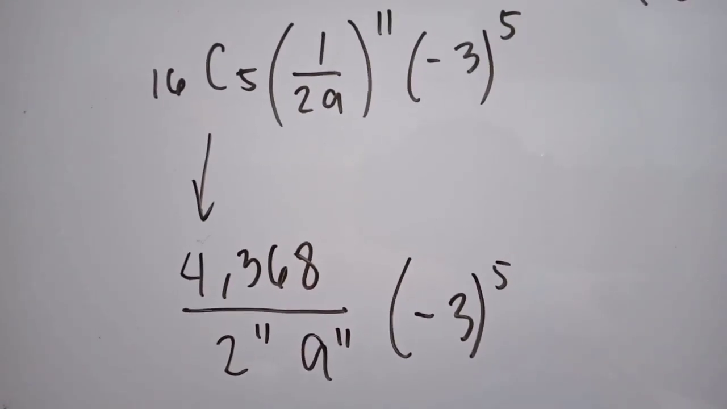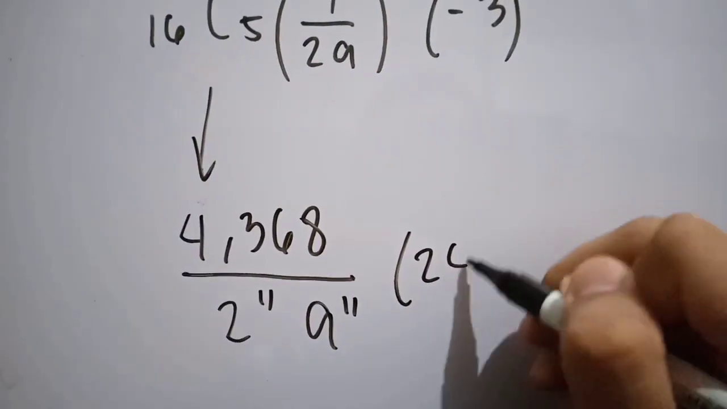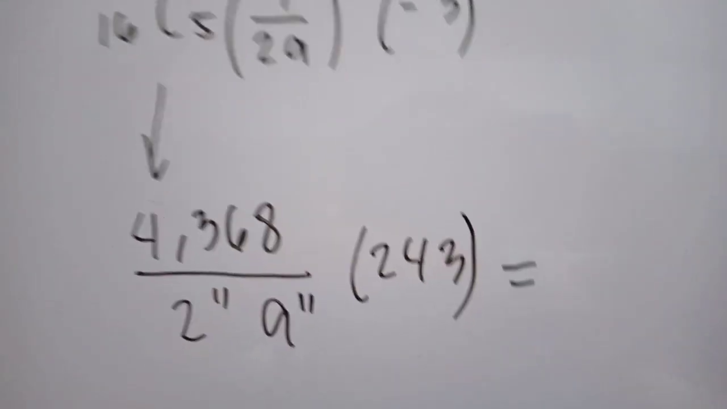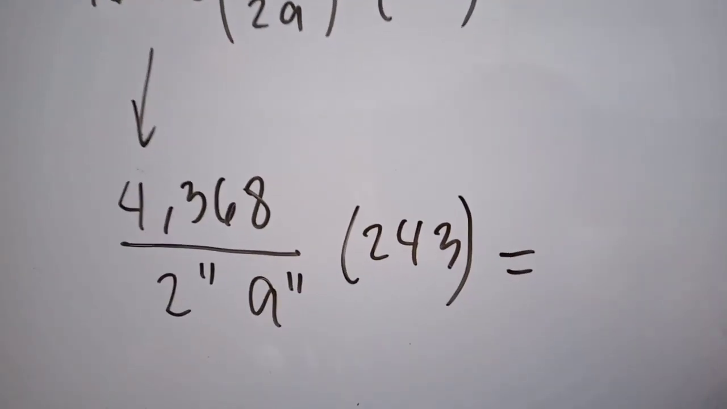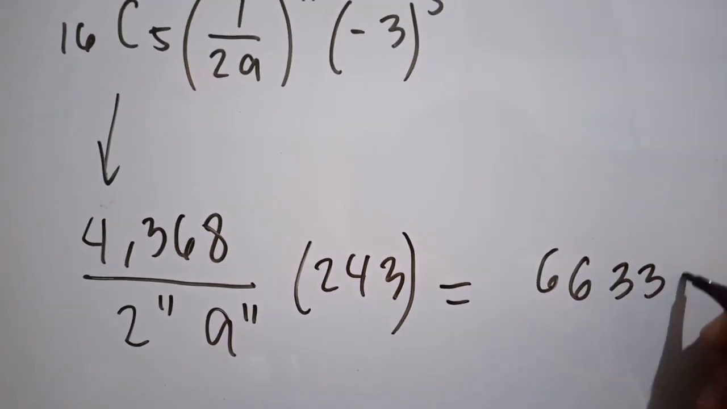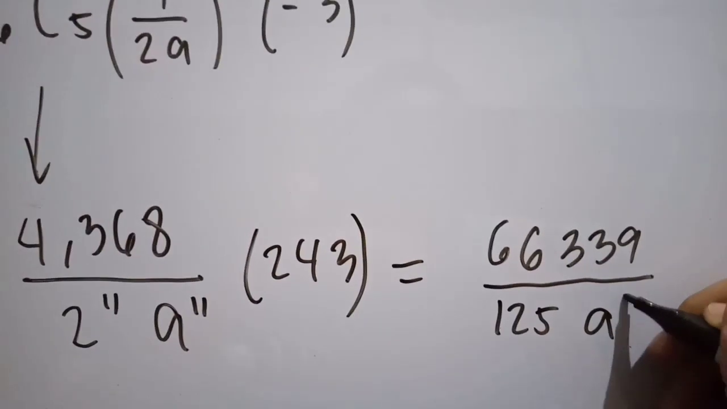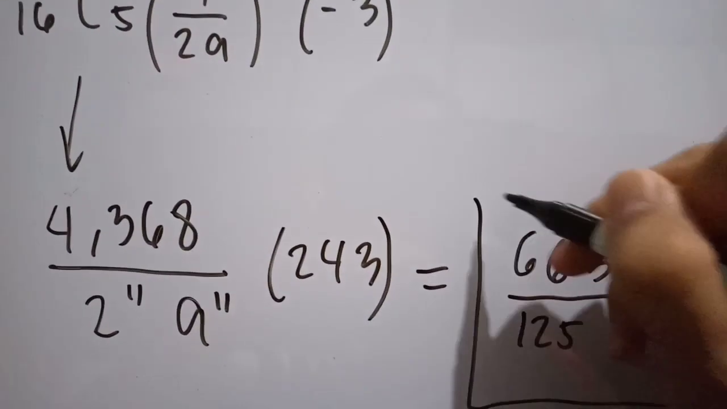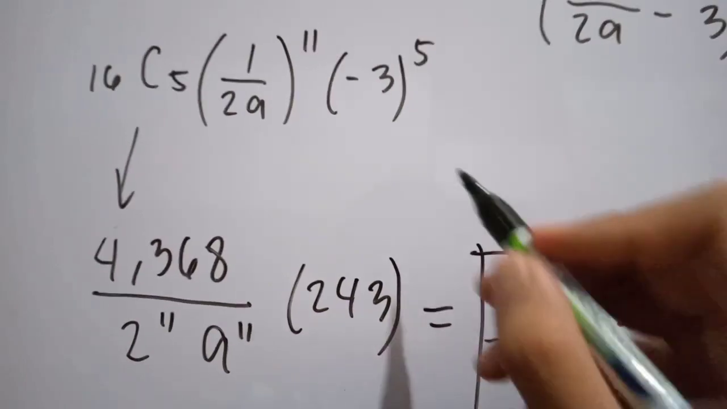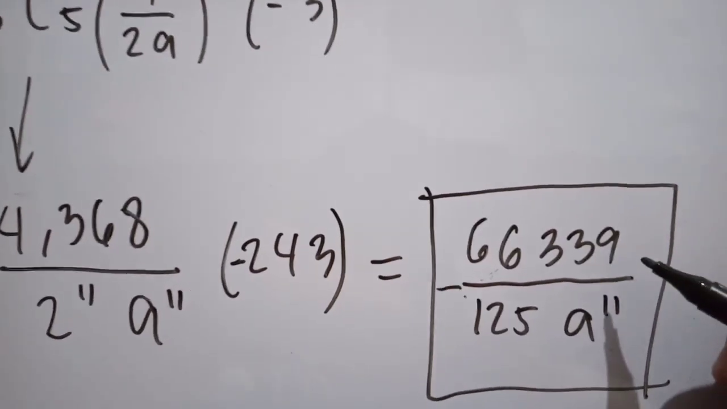Palitan na natin. 3 raised to 5 is equal to 243 times 243. So, ang makuha mo sa calculator ay fraction 66339 over 125. Tapos yung a raised to 11. So, ito yung tamang sagot. Negative pala to. Negative, dahil negative 243 to. So, ito yung tamang sagot natin.